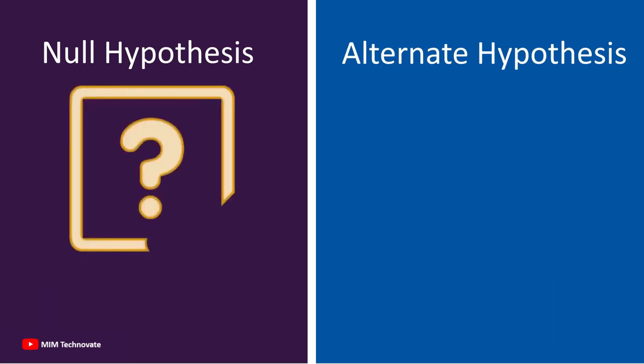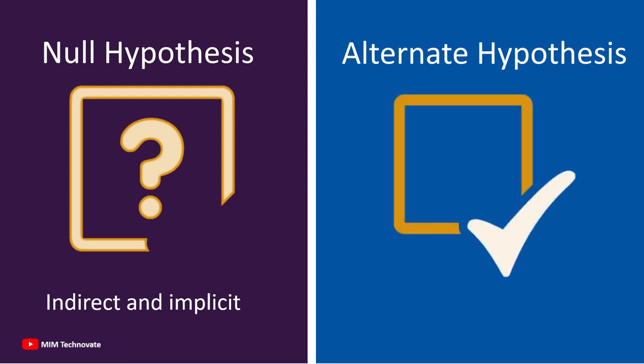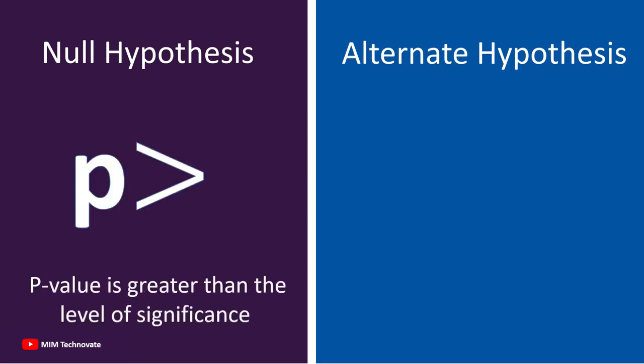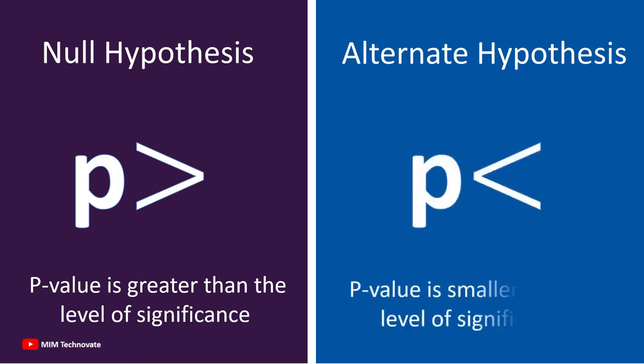In null hypothesis, testing is indirect and implicit. In alternate hypothesis, testing is direct and explicit. In null hypothesis, if the p-value is greater than the level of significance, the null hypothesis is accepted. On the other hand, in alternate hypothesis, if the p-value is smaller than the level of significance, an alternative hypothesis is accepted.